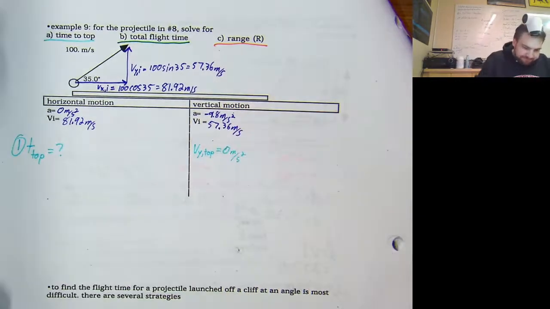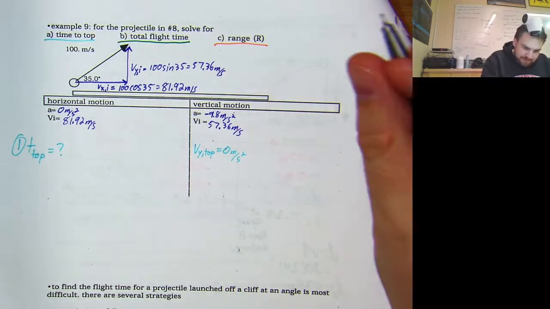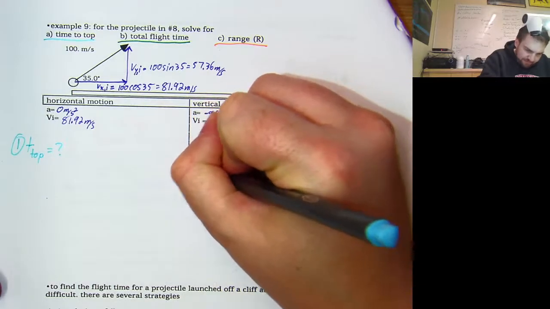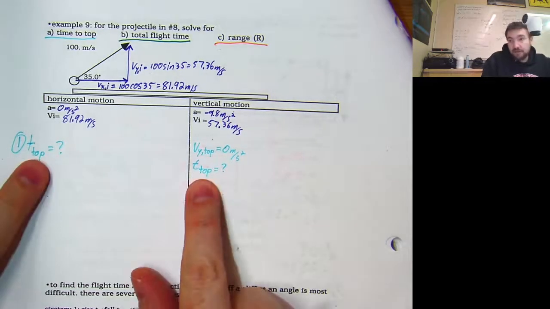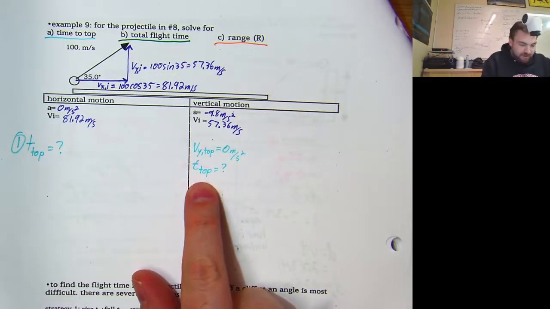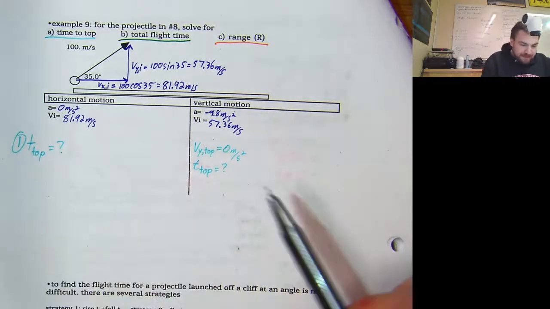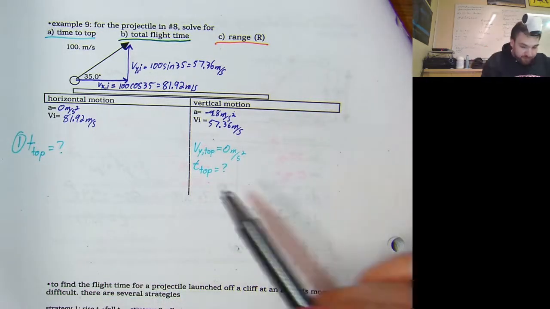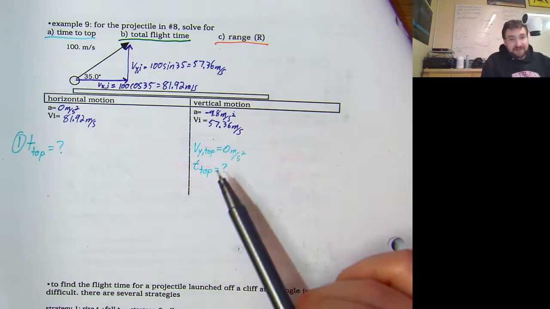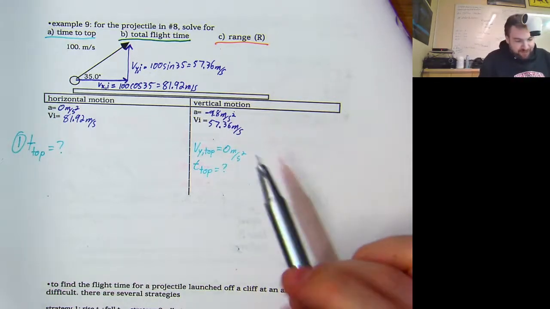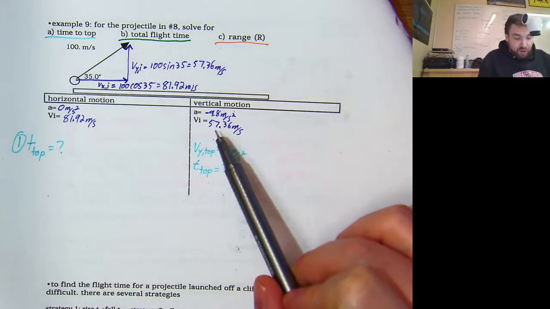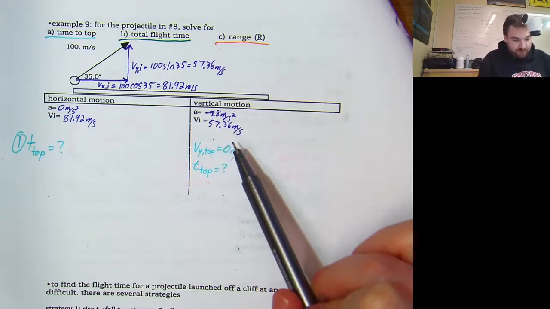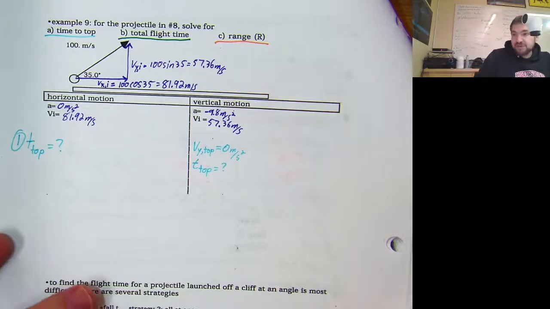meters per second. And I'm going to put t-top as part of the vertical portion of this problem, because the time it takes to get to the top is a purely vertical thing. It's however long it takes gravity to slow down the vertical component to 0. So we can use kinematics for this.